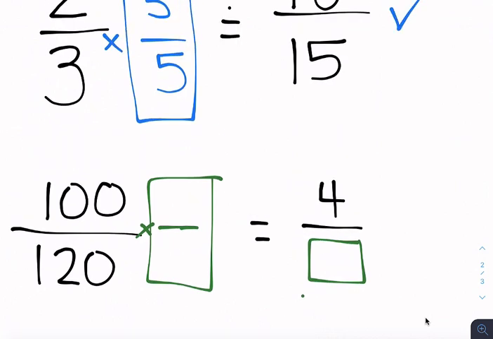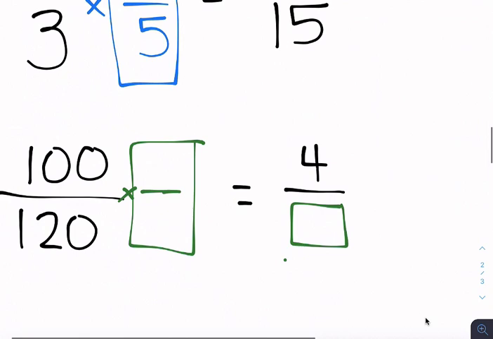Another way we can use the giant one is to find this missing piece. 100/120 is equal to 4 what? So there's a couple things to notice with this one. This time, we're actually getting smaller. 100 times what gets you to 4? Now, a lot of you are thinking, I want to divide, which you could do because dividing by a giant one gives you the same amount. But we can always work backwards.